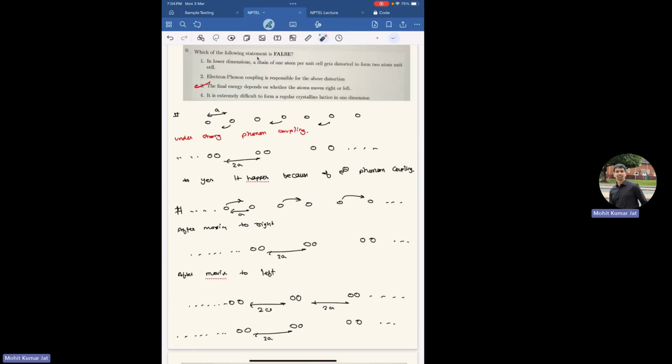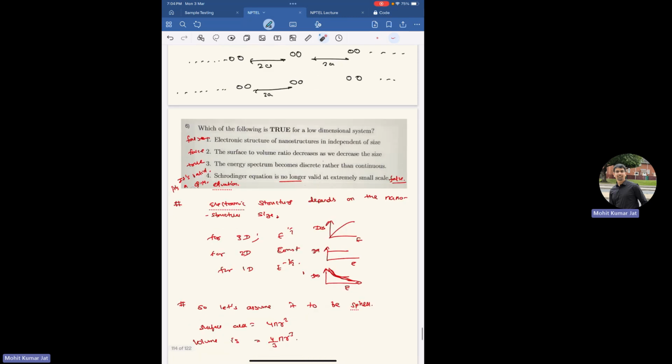The next option, it is extremely difficult to form a regular crystalline lattice in 1D. No, it can be done. It can be done with optical tweezers, and in normal systems also it can be done with crystalline lattice 1D wires, and things like that.